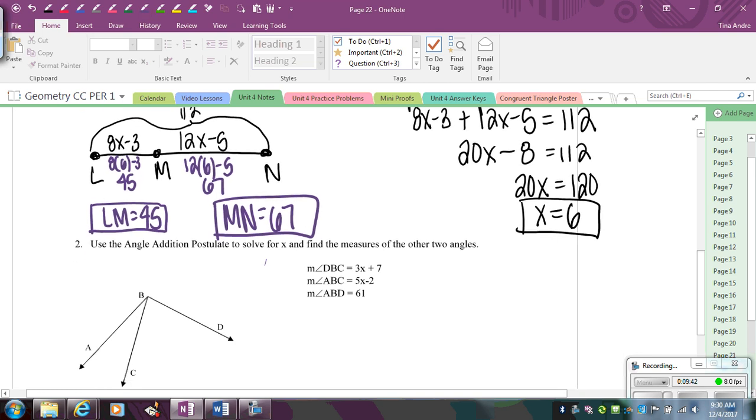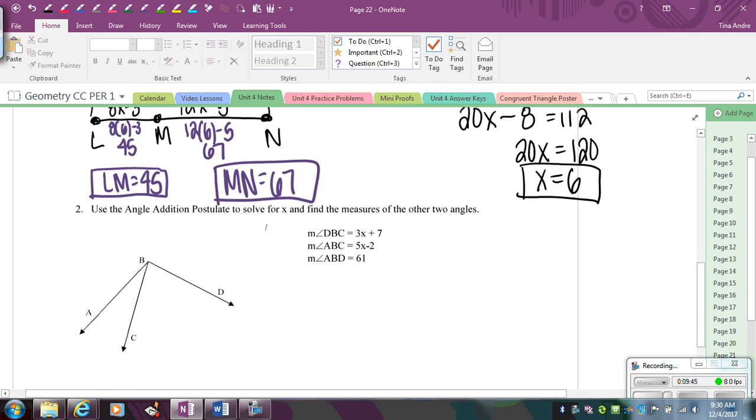So the next one is using angle addition. So now you're given an angle. If this picture wasn't given to you, you would want to make sure that you have a picture. They would give you a description though, so you know which ray is in between the two, or which ray is in the angle. So I have angle DBC. DBC is 3x plus 7. ABC is 5x minus 2. And it says ABD, the whole thing, is 61. So we want to find x and then the measure of the angles.